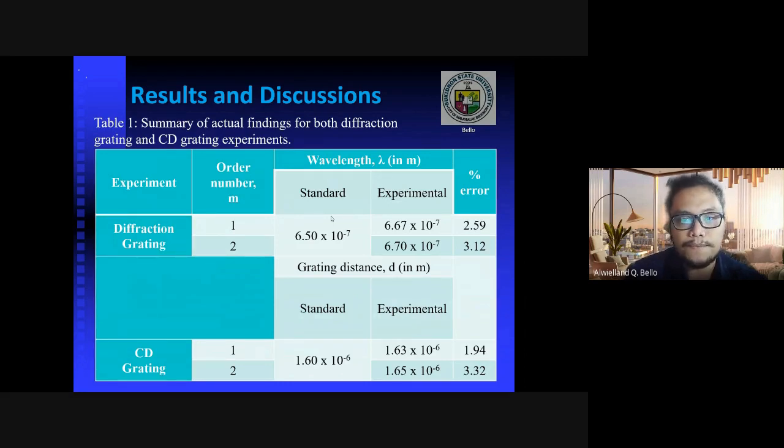This is the summary of actual findings for the diffraction grating and the CD grating. Take note that in both experiments, we were able to observe order numbers m1 and m2. And we got considerable percentage error, not more than 4%. So here we have 2.59% error, 3.12%, 1.94%, and 3.32%. These are all acceptable at the undergraduate laboratory level.